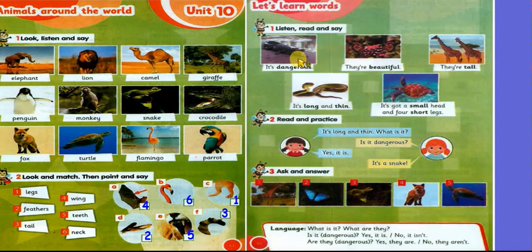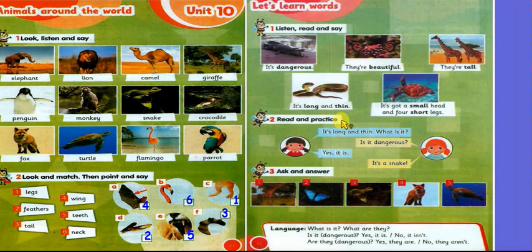Let's look at the picture of the crocodile. The crocodile, it's beautiful or it's dangerous? Yes, dangerous, with the sharp teeth and eating meat, so it's a dangerous animal. What about the butterflies? They are beautiful. Do you think the giraffes are short or tall? Yes, they are tall.